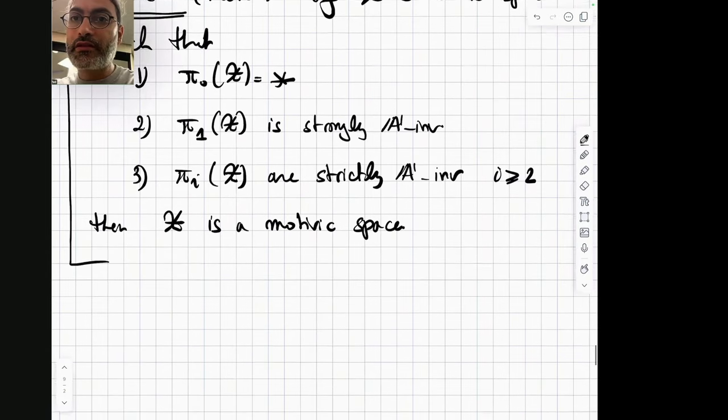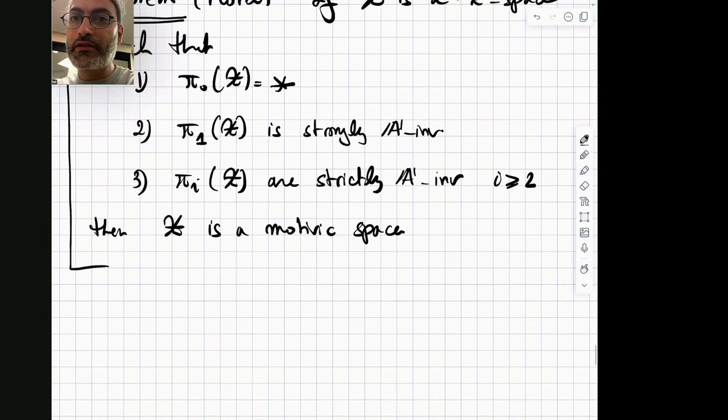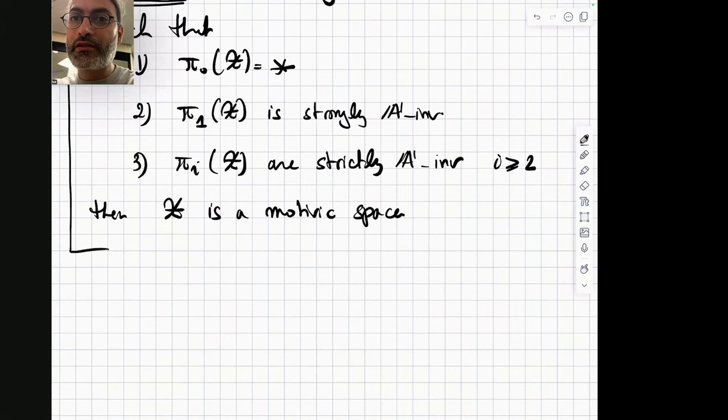So let me now say some words about the Postnikov tower in this setting. This is what we will see about the structure of the pi i's. So here's another theorem. And if you don't know what the Postnikov tower is, don't worry. I'm going to define this, I guess, maybe tomorrow.